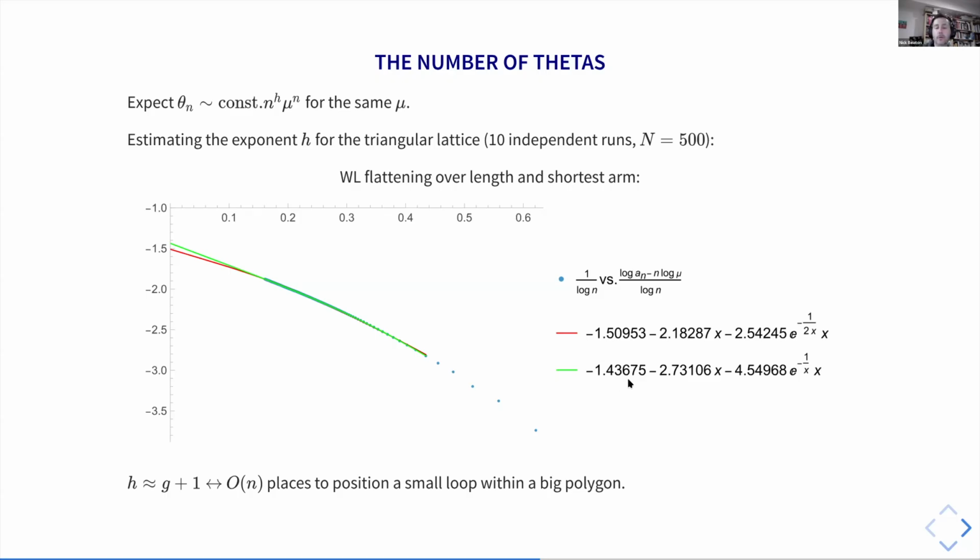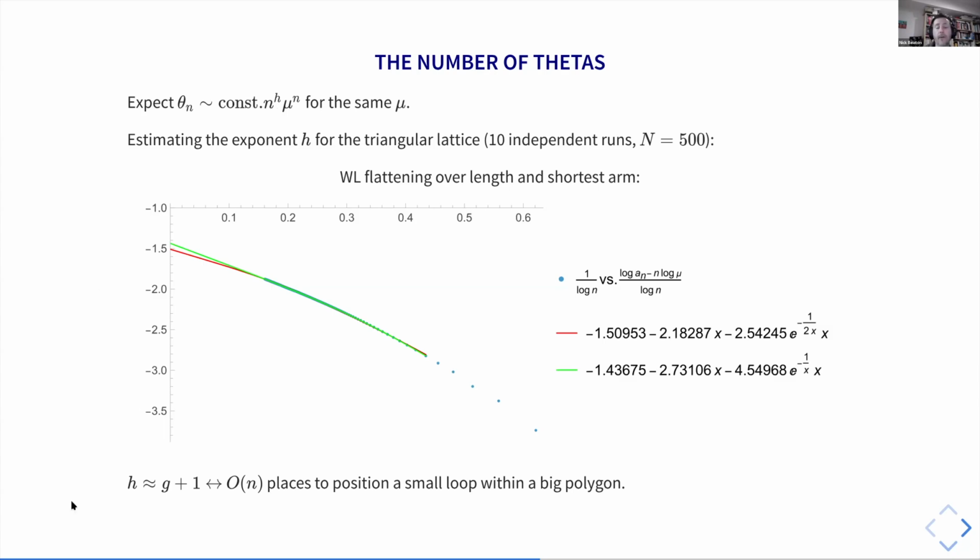And now, if it is indeed this -3/2, and I think this is more plausible than this because I think this is a better fit than this one, what does that mean? It means that this exponent h is 1 greater than it was for polygons. For polygons, we had -5/2. For thetas, it looks like we're getting -3/2.